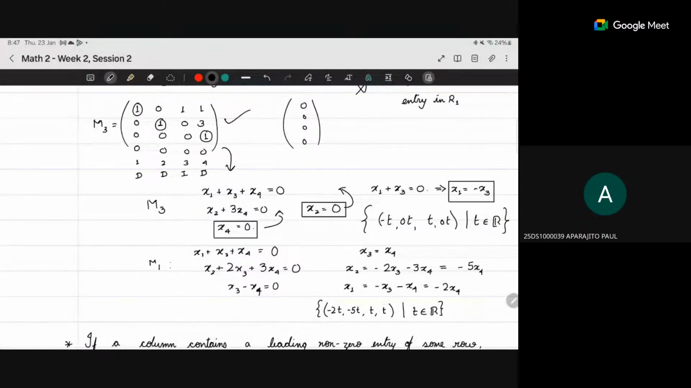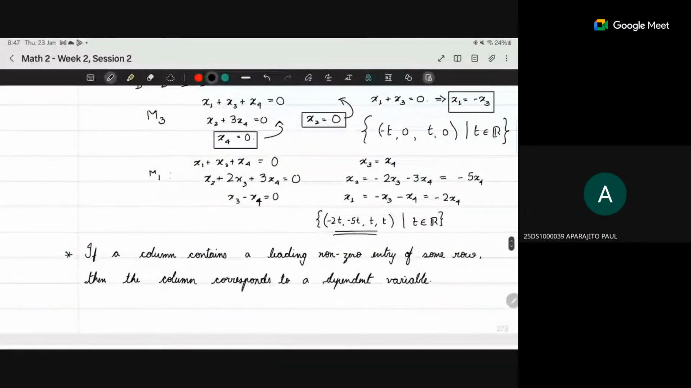Got it. When you have only one independent variable, everything will be written as at, bt, ct, and t is a parameter, or t is a real number that can vary. One of them will be an independent variable, so you will have something as t, and the others will be at, bt, ct. Okay, thank you. You see that over here also. Even in this case, they have -2t, -5t, t, t. So this is not an isolated occurrence. This is what happens in general.